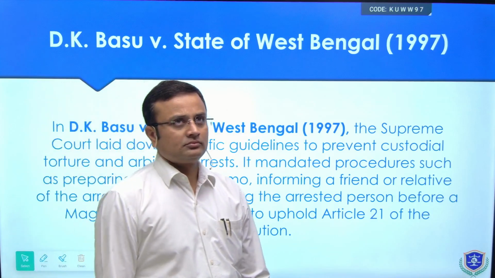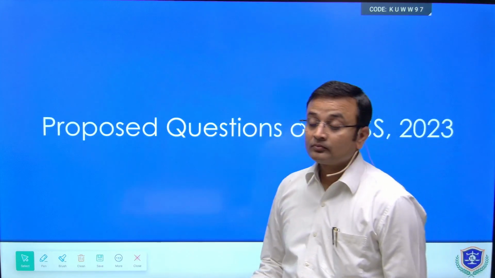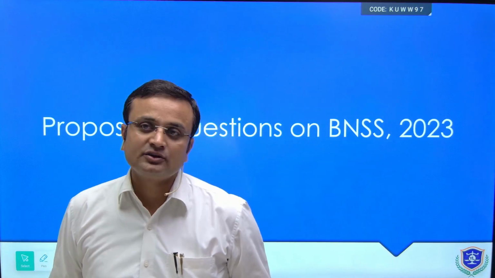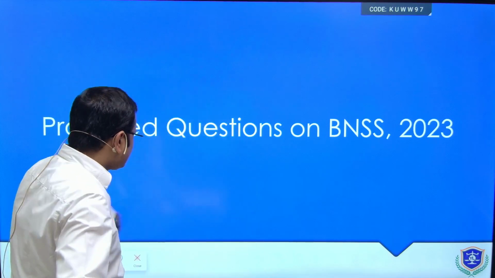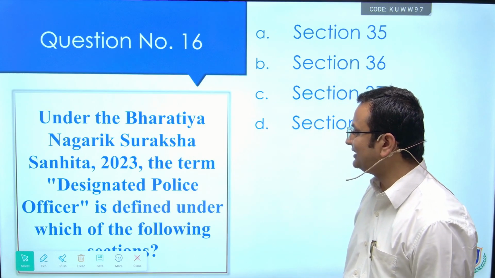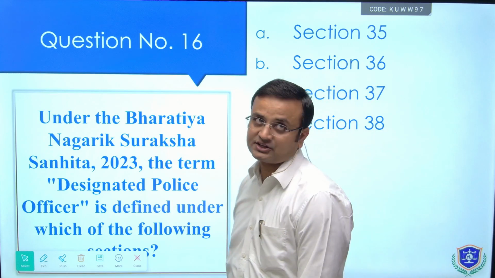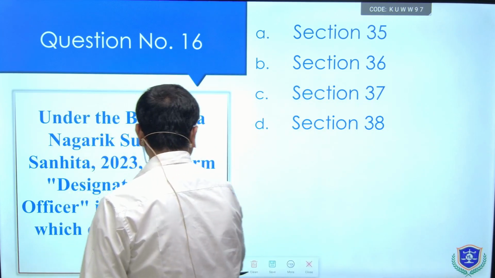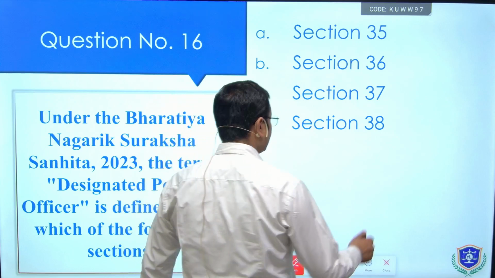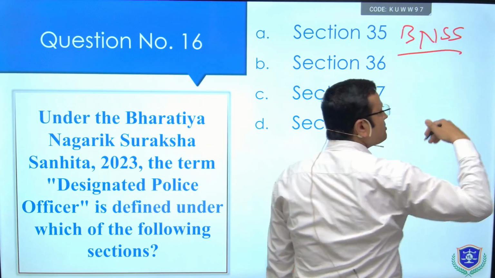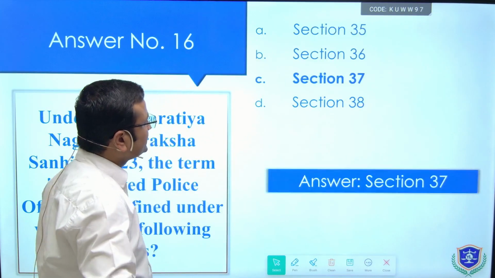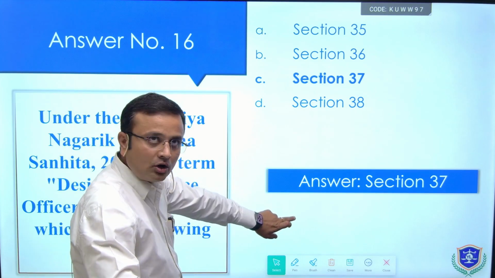Now there are some proposed questions which might be asked on the basis of the new law, that is Bharatiya Nagarik Suraksha Sanhita, that is BNSS 2023. So we have also incorporated those probable questions which might be asked. Let's see the question on BNSS specifically. Under the Bharatiya Nagarik Suraksha Sanhita 2023, the term designated police officer is defined under which of the following sections? Options are Section 35, 36, 37, 38. When we are saying 35, 36 of BNSS, of course, these are the proposed questions which might be asked in your examination based on new laws. Let's see the correct answer. The correct answer is Section 37, that is option C.